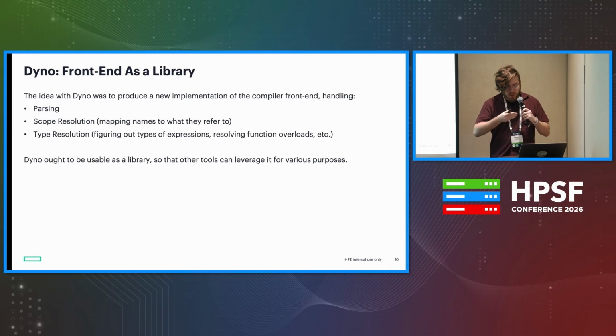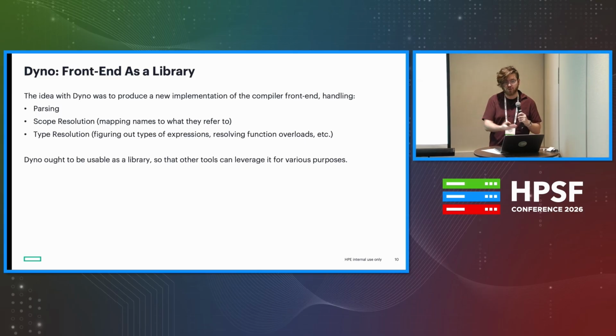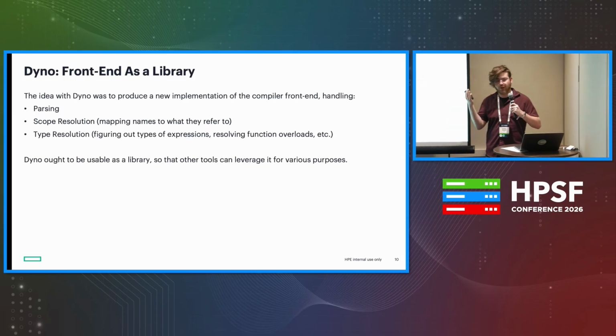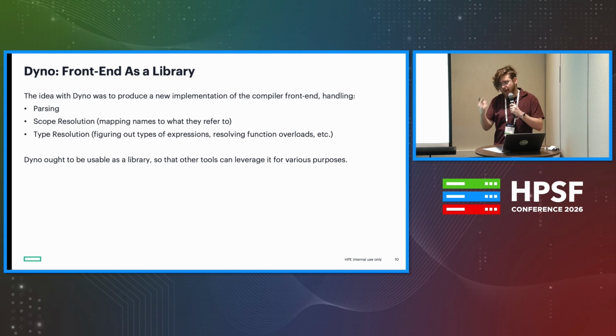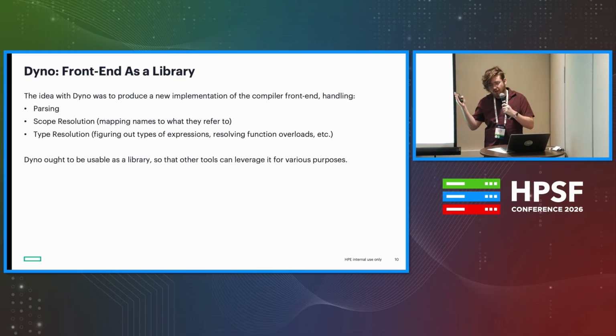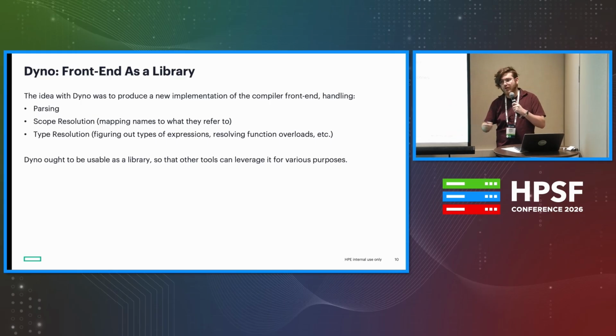So the front end in Dyno, the part that Dyno subsumes, does a few things. It does parsing, taking the user text and creating a tree representation of the code. It does scope resolution, which isn't a thing in many languages, but is in some, which just figures out what a variable refers to. Like if you say A, it finds where that A is pointing. And it does type resolution, which is figuring out which function is being called, what the type of that function is, or what the return type of the function is, and all sorts of other type-based information.